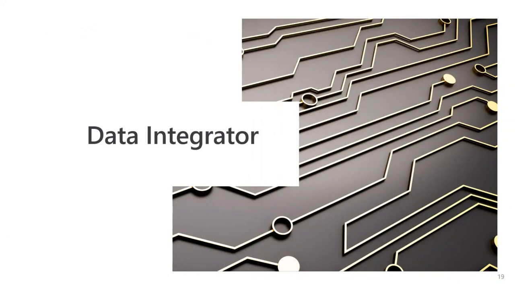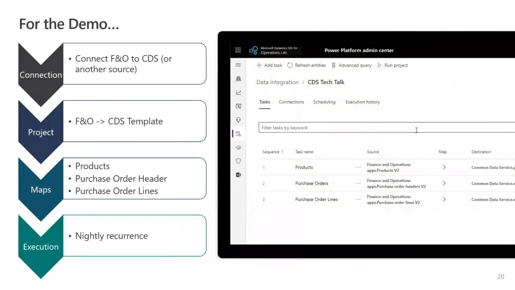All right, so switching gears to the data integrator, a couple of things for the demo. So I created a connection, which is, in my case, I connected to finance and operations and another CDS, but this could have been another source that's supported. One of the most common other examples would be something like a SQL Server. The next thing I did was create a project. And in my case, I chose the template that is for F&O to the CDS.